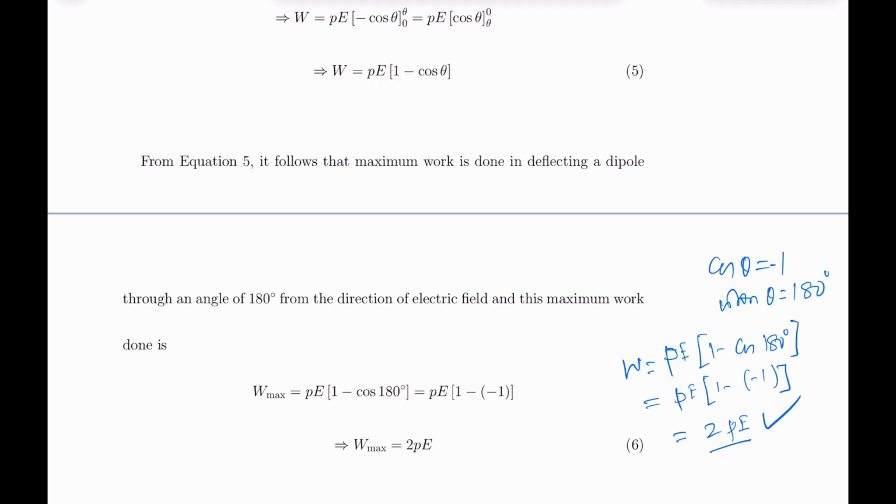Clear? So maximum work is done in deflecting the dipole through an angle of 180 degrees in the electric field. So maximum work done is 2PE. Okay.